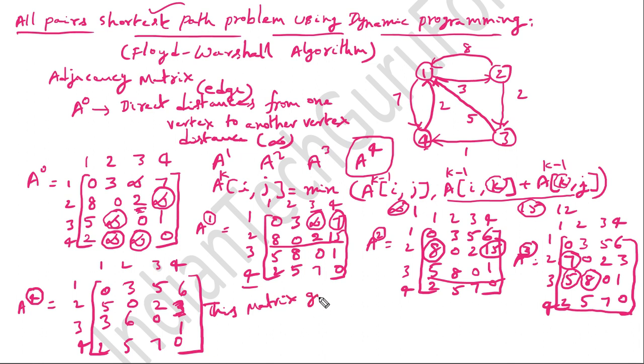matrix gives the shortest distance from all pairs, that is from 1 to 2, 1 to 3, 1 to 4, shortest distances it is going to give. From 3 to 1, 3 to 2, 3 to 3, 3 to 4, it is going to give the shortest distances. So like this, we can calculate all pairs the shortest path problem using dynamic programming using the Floyd Warshall's algorithm. Hope you understand the logic. Thanks for watching. That's all for now.